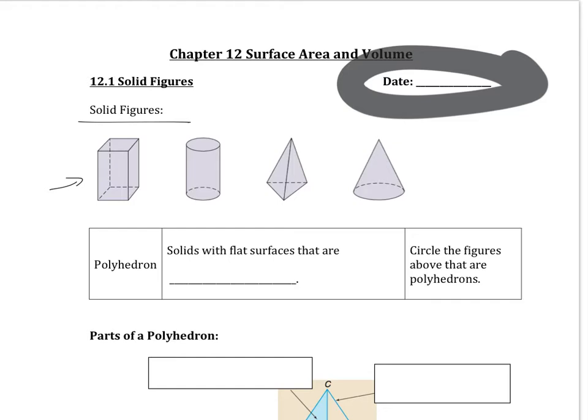They're an enclosed part of space. I'll write that. Okay, so we've got a prism, which is like a rectangular box, a cylinder for the second one, it's like a can of Coke or a bottle, a pyramid for the next one, and then the cone for the last one. First definition here is a polyhedron. A polyhedron is a solid figure with flat surfaces that are polygons.